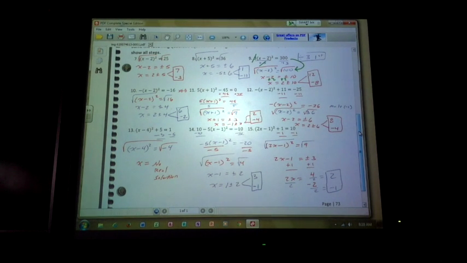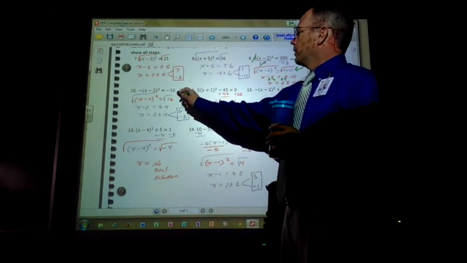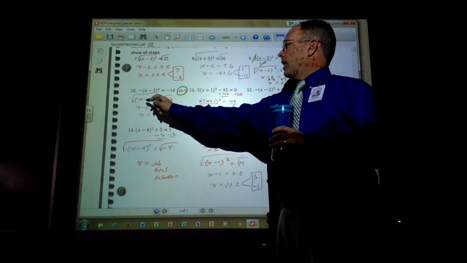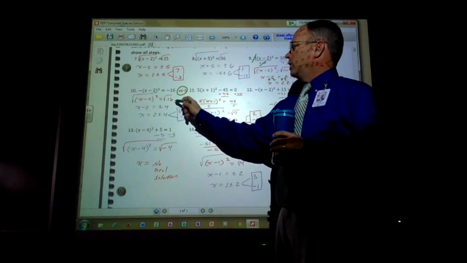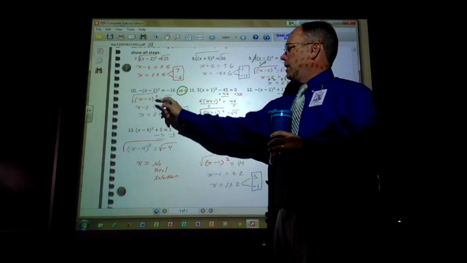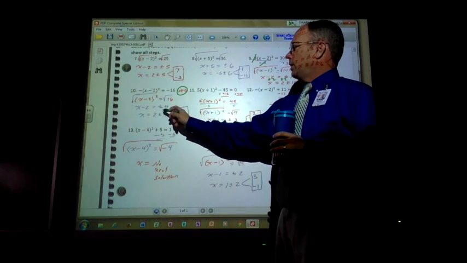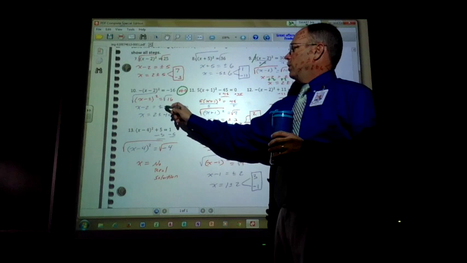Number 10, I have a negative out in front. So if I multiply both sides by a negative 1, like this is suggesting, that'll give me (x minus 2) quantity squared. (x minus 2) quantity squared equals 16. I don't want to have the negatives. Take the square root, I get plus or minus 4. So x minus 2 equals plus or minus 4.